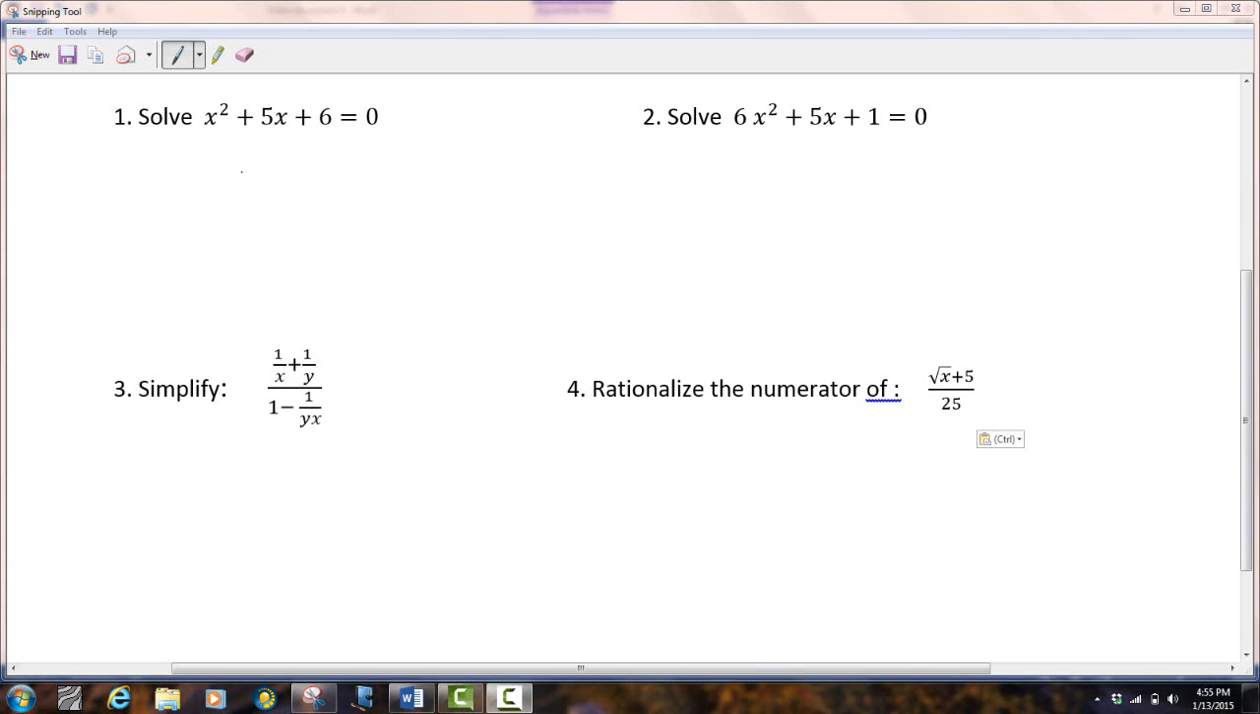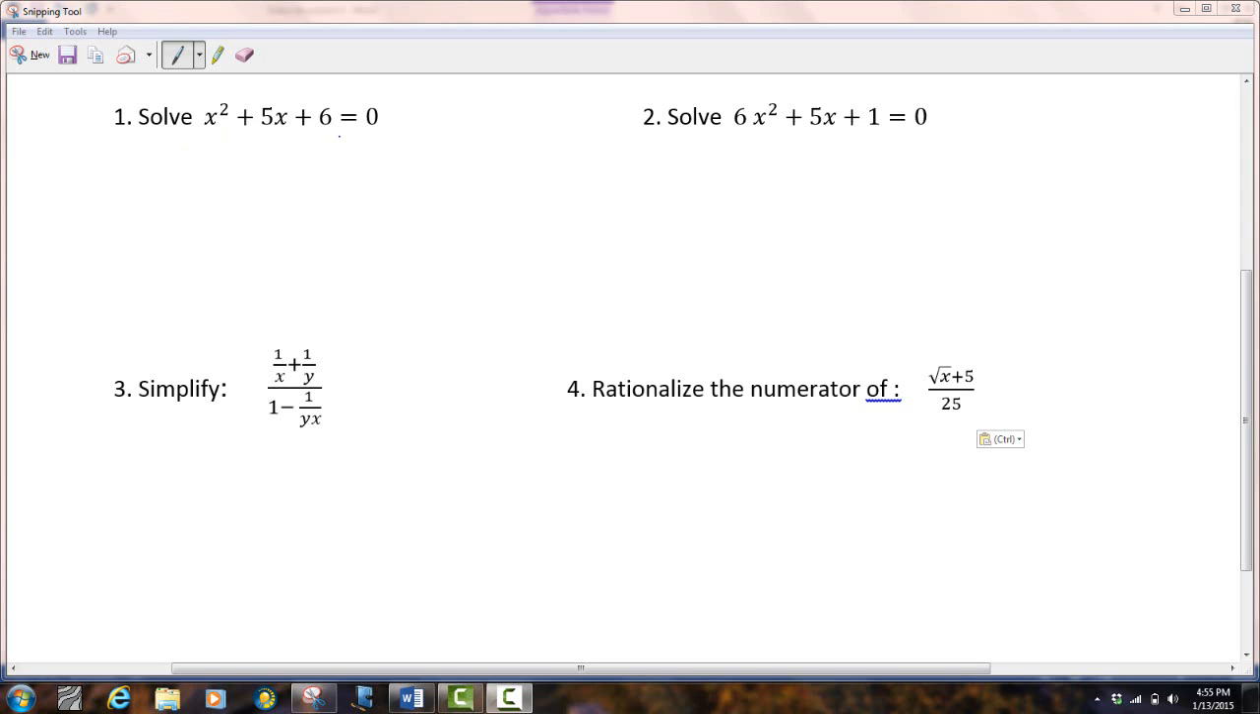In this video, I would like to solve these following examples. These two examples are about how to solve a quadratic equation, and these two examples are about how to simplify the algebraic expression. So let me begin with solving this first quadratic equation.